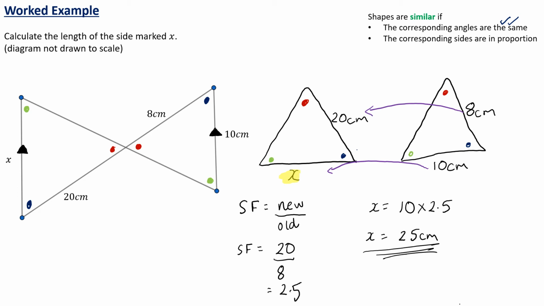So you identify your scale factor and then you scale up as appropriate. We should have had an expectation going into the question, because this side was bigger than the corresponding side, we would expect this side to be bigger than this corresponding side, and it is. It's 2.5 times bigger. Okay, one more example.